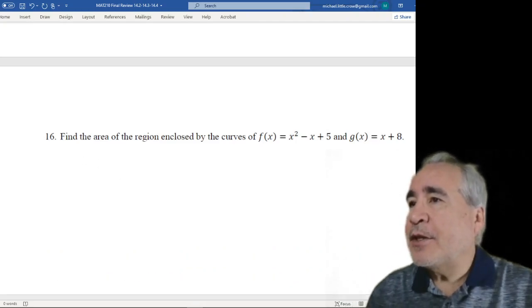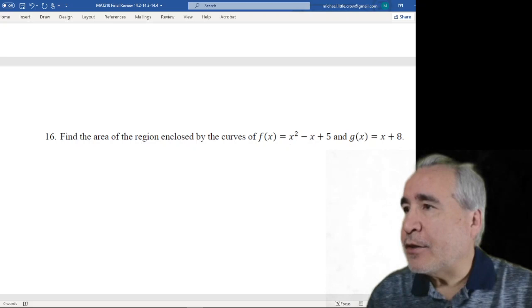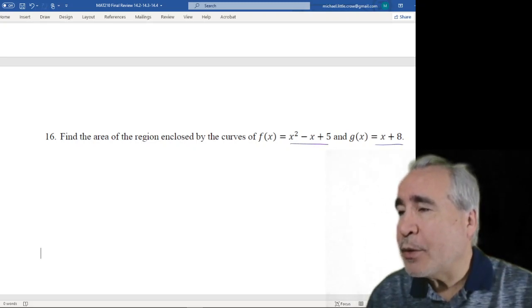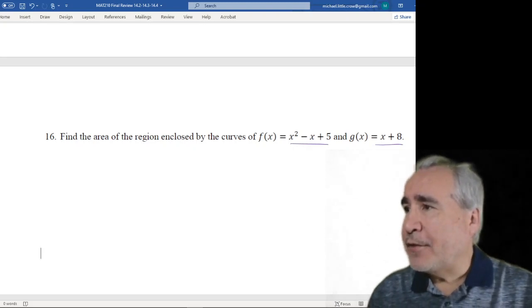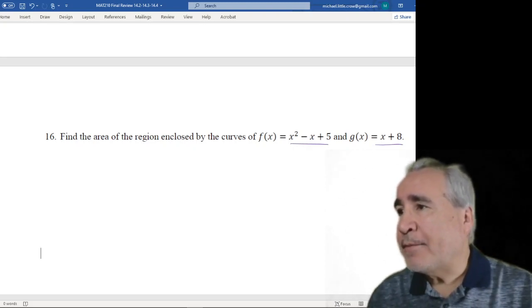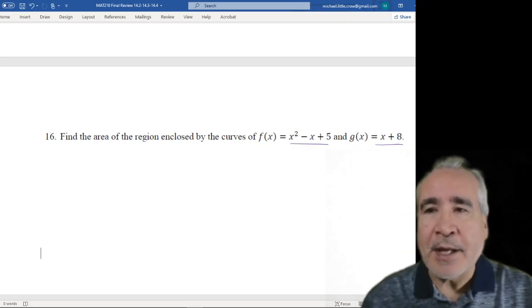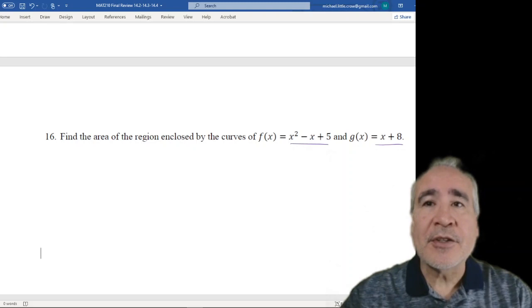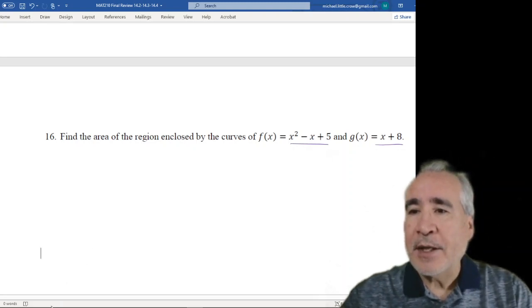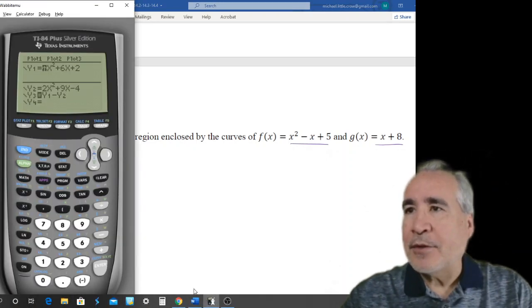Find the area of the region enclosed by the curves. Again, we've got two graphs, two curves, two functions. We're going to graph them first, figure out which one's on top, which one's on bottom, and see if they change. This one might, well, I don't know. Let's just graph it. That's the first step. You have to graph it.